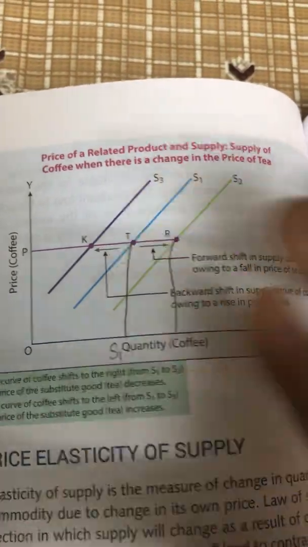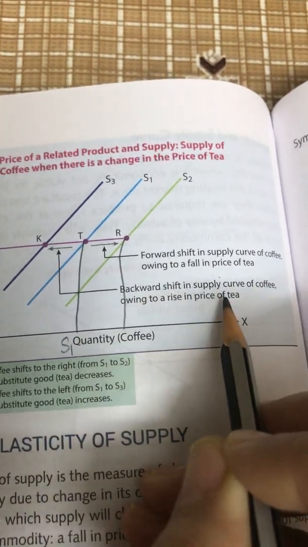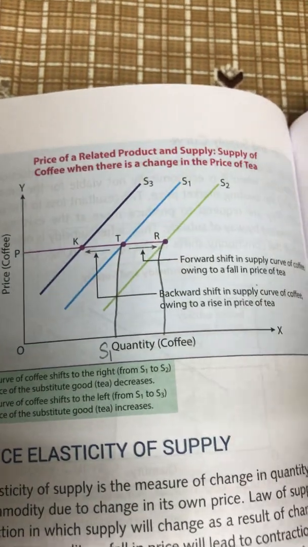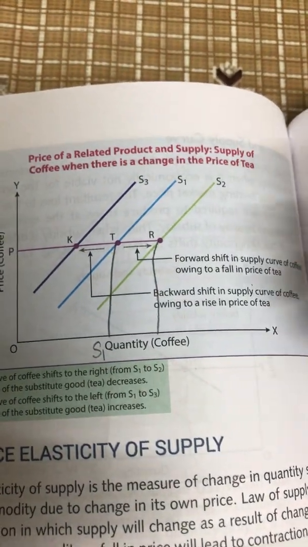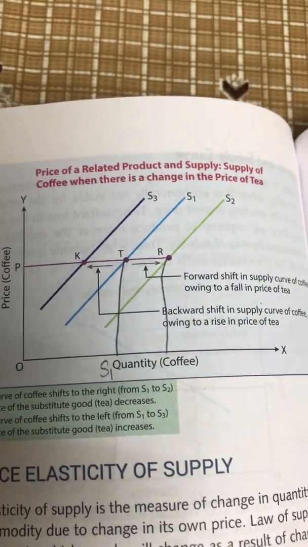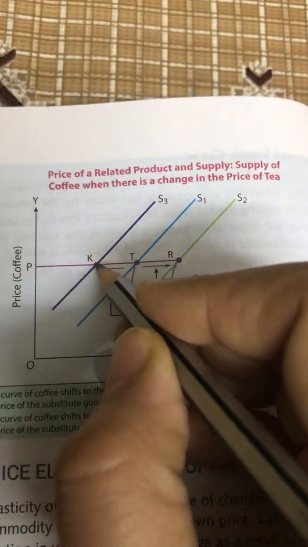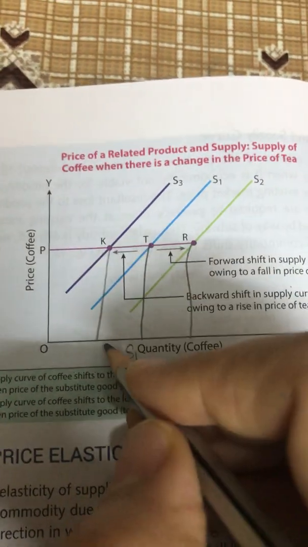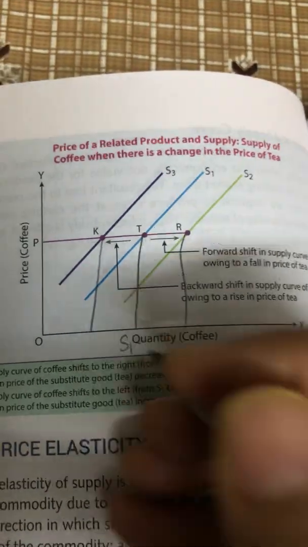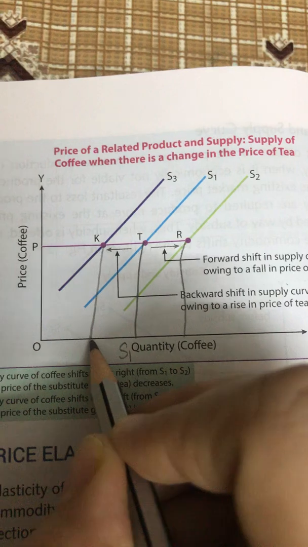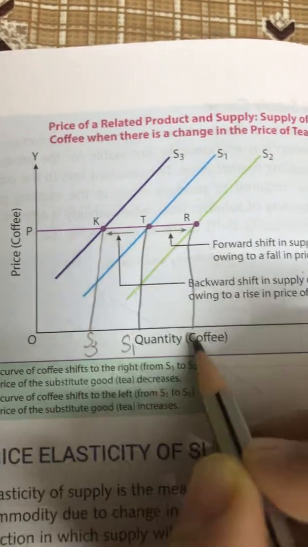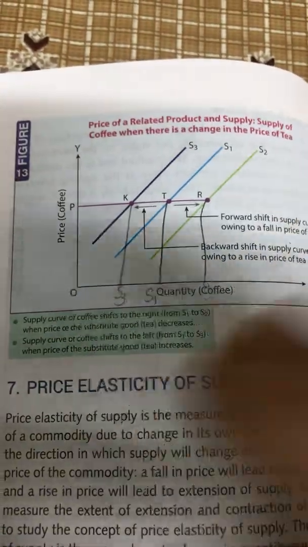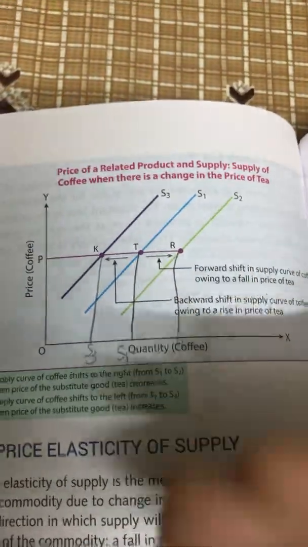Now, for example, if there is a backward shift in supply of coffee owing to a rise in the price of tea, since there is a rise in the price of tea, okay, the buyers will definitely not buy more of tea. So what will you do? You're going to shrink your supply at the existing price only. You're going to reduce your supply because now the buyers are going to shift from tea to coffee. Okay, so it's going to be S3. This is going to be S2, of course. Okay, so this is how the price of related goods also affects the supply of other commodities.